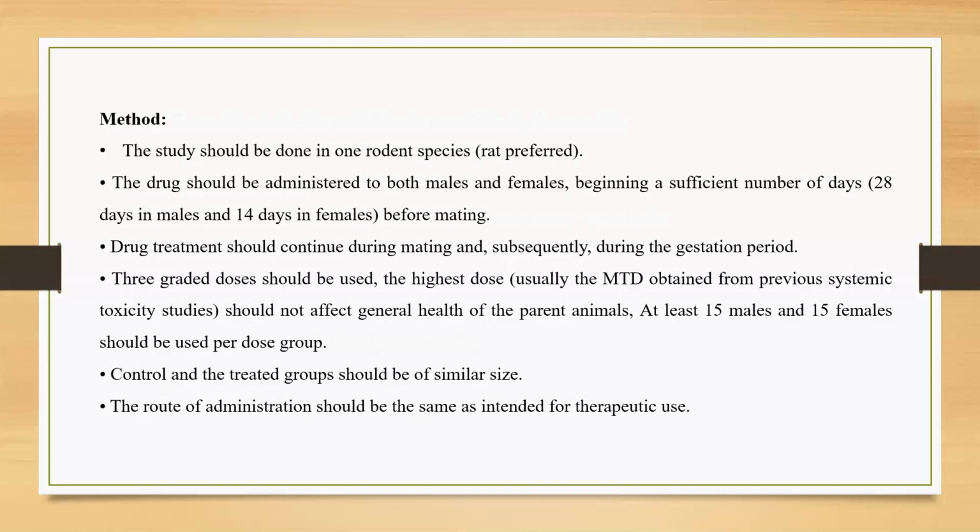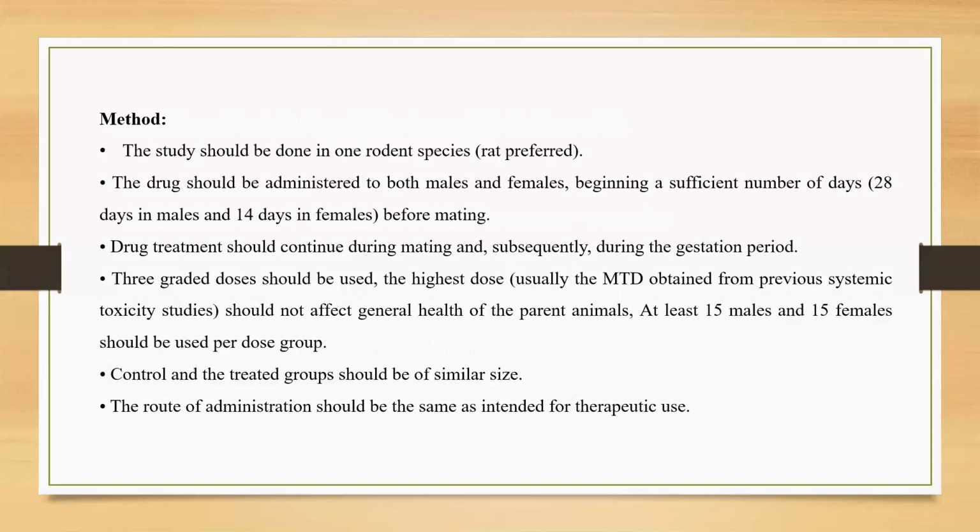It should be continued during the whole gestation period. 3 graded doses should be used. The highest dose, that is the MTD, the maximum tolerated dose, should not affect the general health of the parent animal. At least 15 males and 15 females should be used per dose. Next, the control and the treated group should be of the same size. The route of administration should be the same as intended for the therapeutic drug.